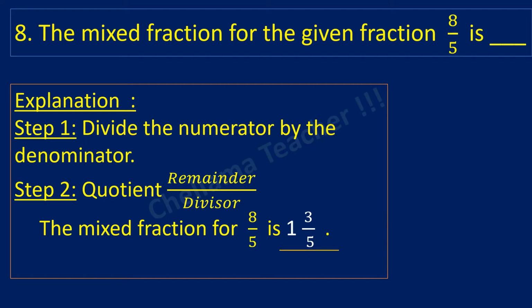How? 8 is to be divided by 5. So 5 ones are 5, which is to be subtracted from 8. The remainder is 3. So the mixed fraction is 1 3 by 5.